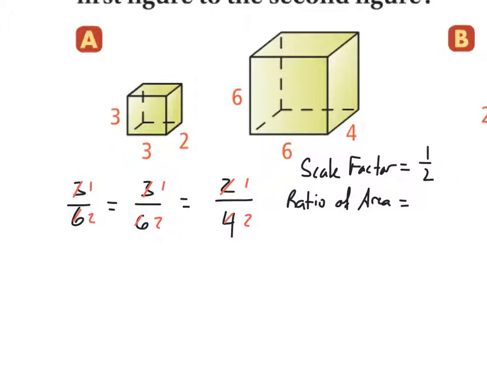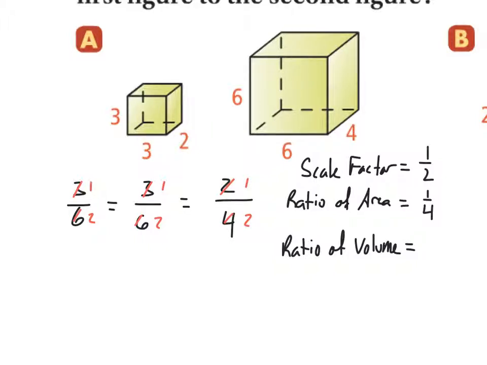Careful, it's going to be 1/4, right? Because it's 1 squared over 2 squared. So 1/4. What is the ratio of volume? We haven't done ratio of volume yet, but how do I find it? 1/8. Because you're taking 1/2 and cubing it.